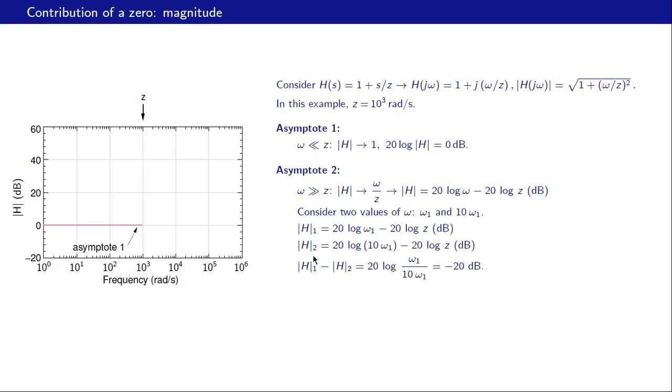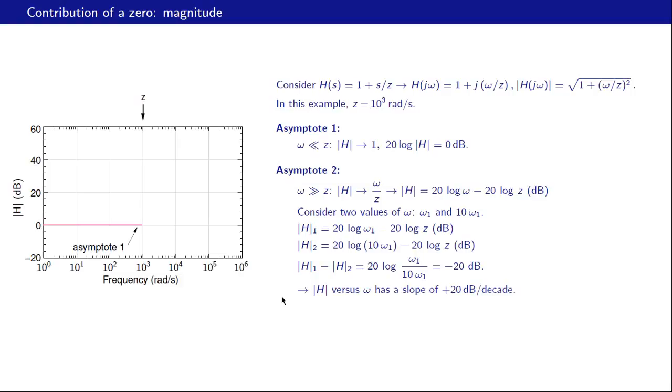Now if we take the difference between these two, H1 minus H2, what we get is 20 log omega 1 divided by 10 omega 1. This term cancels. This omega 1 cancels, and therefore we get log of 1 by 10, which is minus 1, and therefore H1 minus H2 turns out to be minus 20 dB. In other words, H2 minus H1 would be plus 20 dB. What it means is, as we go from some omega 1 to 10 times omega 1, we go up in H by 20 dB, and that is why the slope is 20 dB per decade.